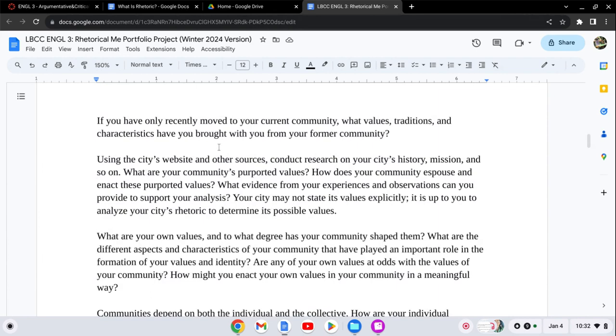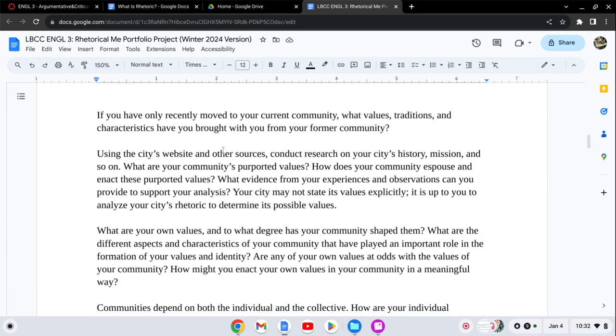If you've only recently moved to your current community, what values, traditions, and characteristics have you brought with you from your former community? So say for example, you just moved to Long Beach, you brought a whole bunch of things with you, not just material things. You brought traditions, you brought values, you brought beliefs, you brought all these different things that kind of go into your identity. You bring that stuff with you. So what are those things? What have you brought from your former community into your new community? If that's the case, if you just moved here.